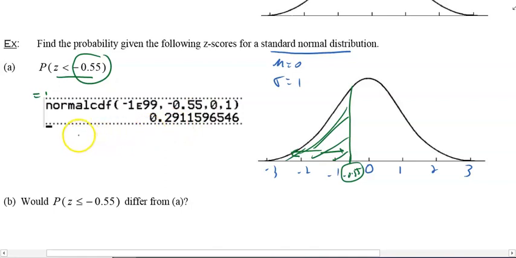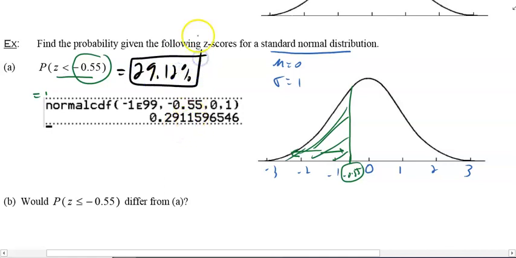So that probability is 29.12% chance of that happening. You could leave that in decimal as it is, no big deal.